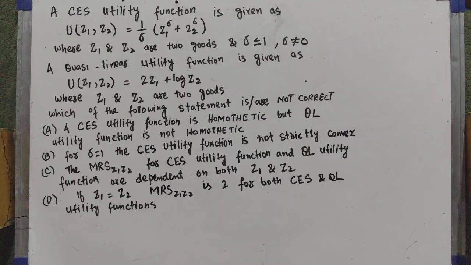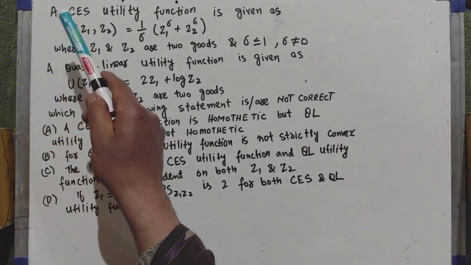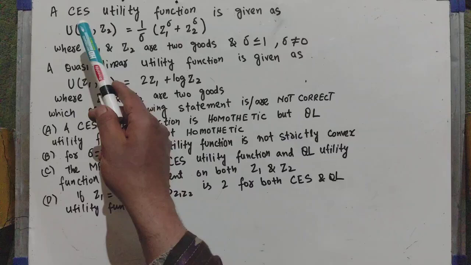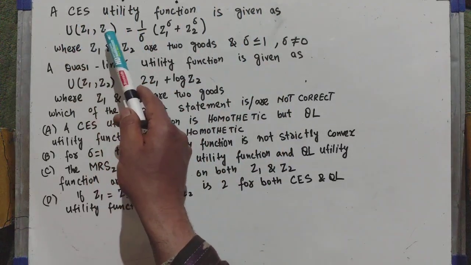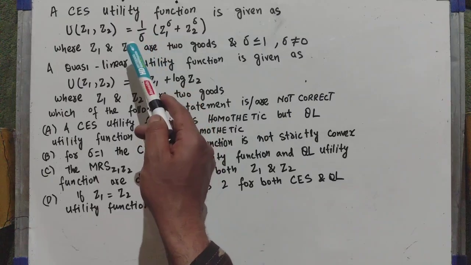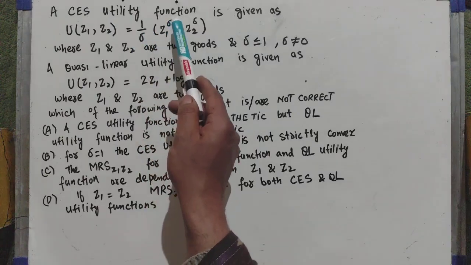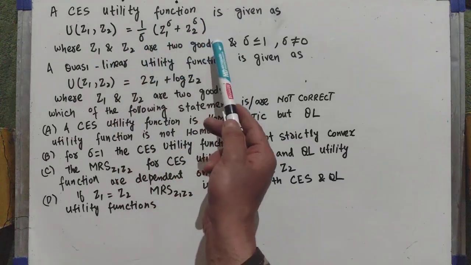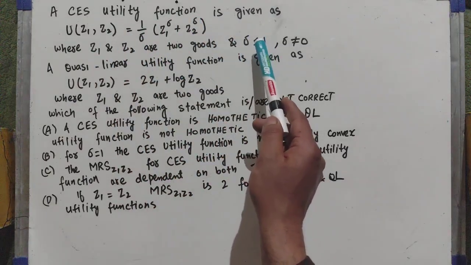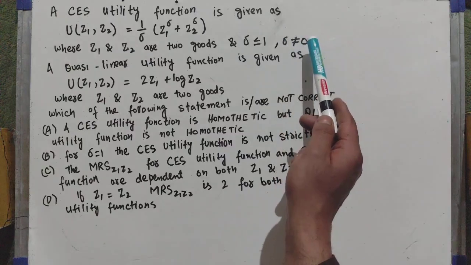This question is related to homothetic and homogeneous functions and also about the MRS of quasi-linear and constant elasticity of substitution functions. The question goes like this: a CES, that is constant elasticity of substitution, utility function is given as utility is a function of two goods Z1 and Z2, which is equal to 1 upon delta times Z1 raised to power delta plus Z2 raised to power delta, where Z1 and Z2 are the two goods and delta is less than or equal to 1 and delta is not equal to 0.